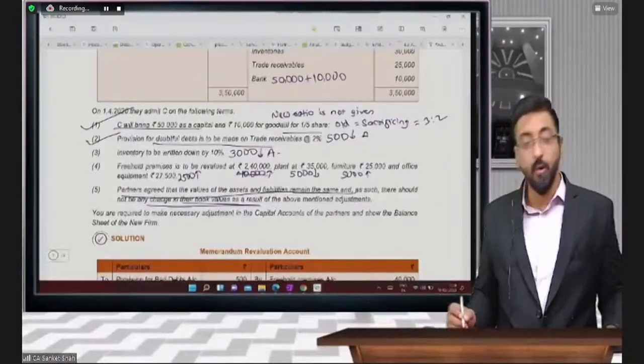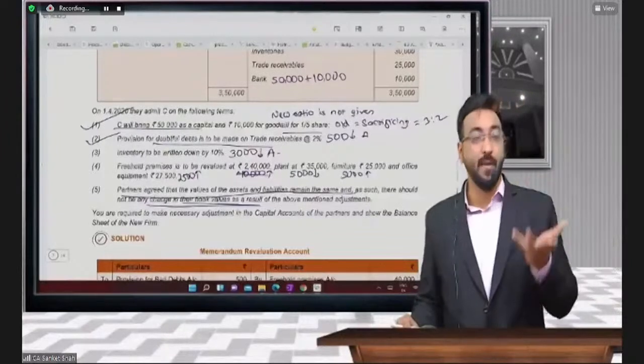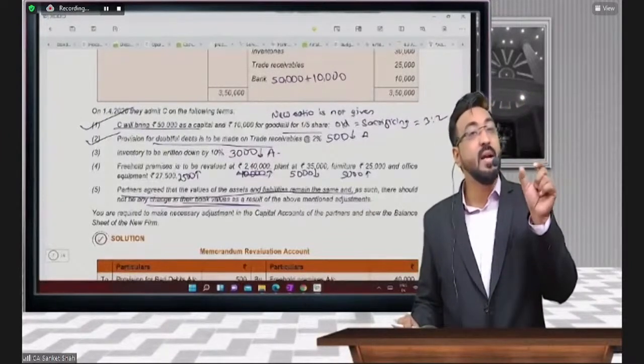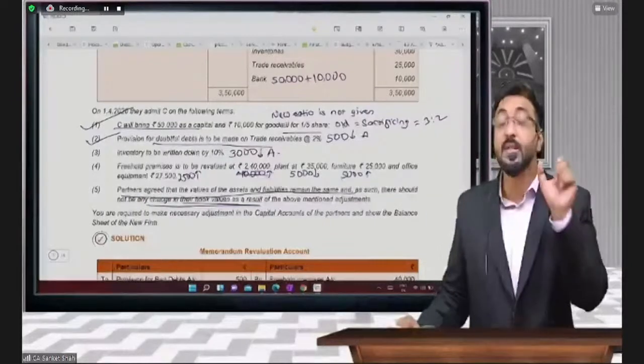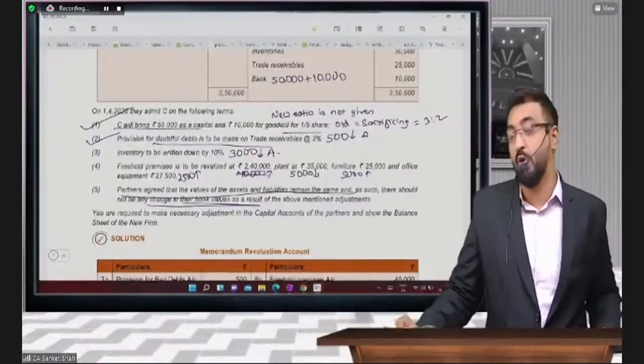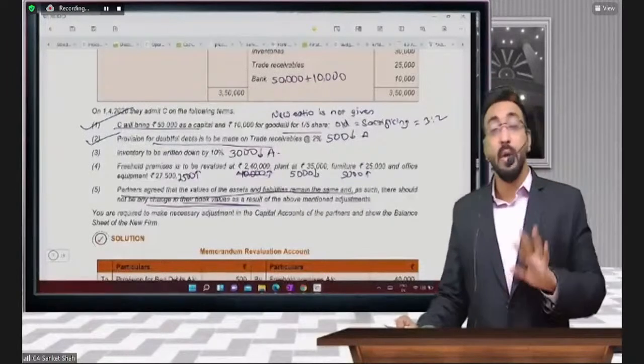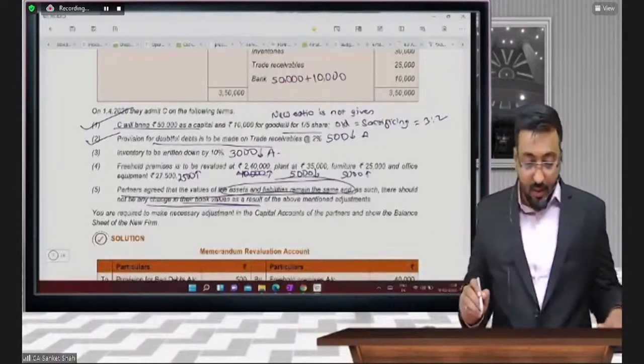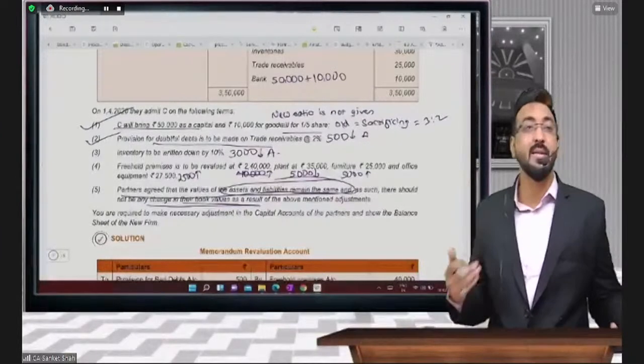Provision for doubtful debts. See, beta, we are not going to give second effect over here. It is only memorandum revaluation account. Second effect will be given for profit, which is calculated for memorandum revaluation. That I will tell you, because here you don't want to change assets and liabilities. You don't want to change your assets and liabilities.